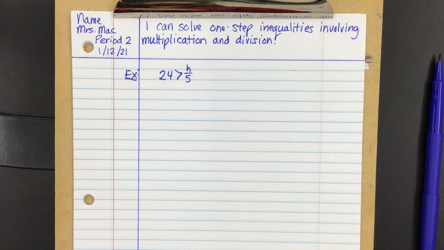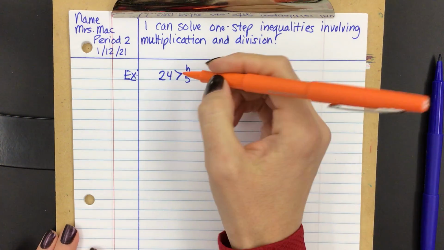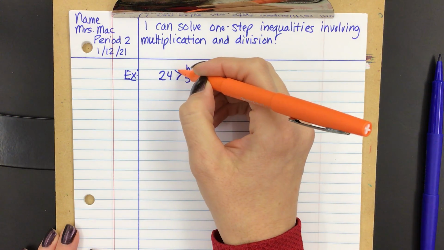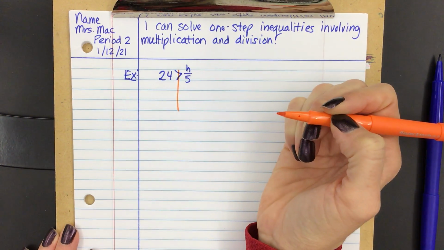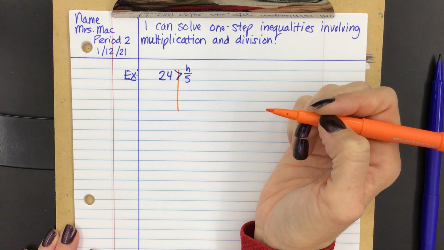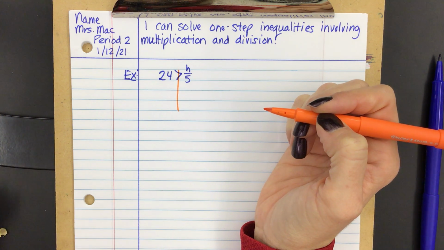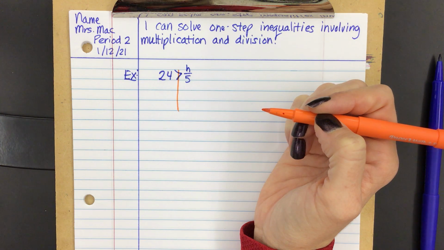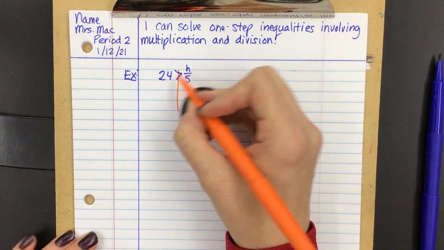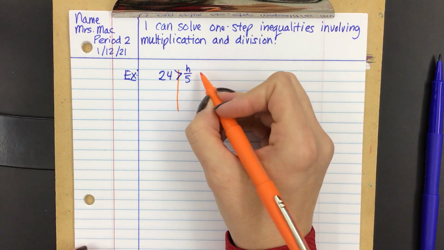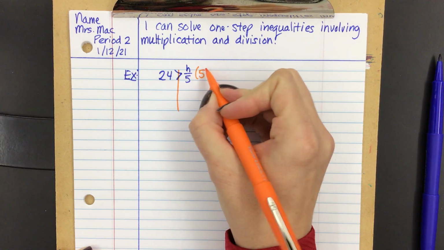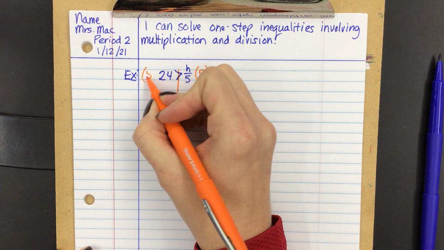Again, just like the addition and subtraction ones, we're going to solve using inverse operations. So I'm going to put my balance line here. Can we just put h divided by 5? Yeah, that's fine. The opposite of dividing by 5 here is to multiply by 5. So I'm going to multiply by 5 on this side and this side.